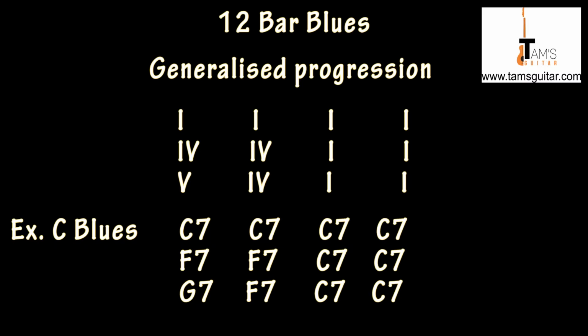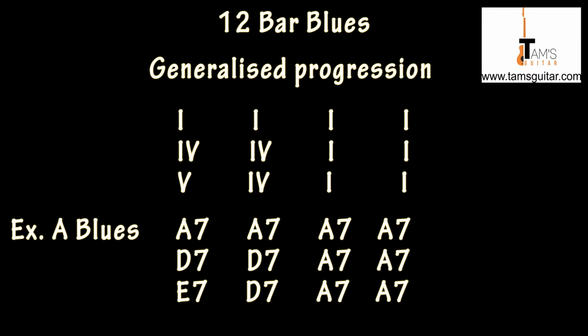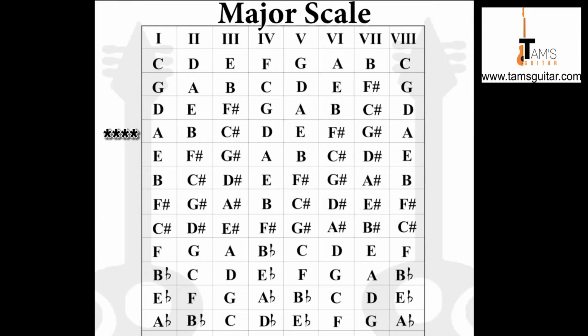Now you can take any other scale, like instead of playing C blues you can play A blues. So A will be your 1, and if you look at the major scale chart, we've got D as 4 and E as 5. So you should be able to find out the scales on your own. In some other video I'll show you how to find major scale.